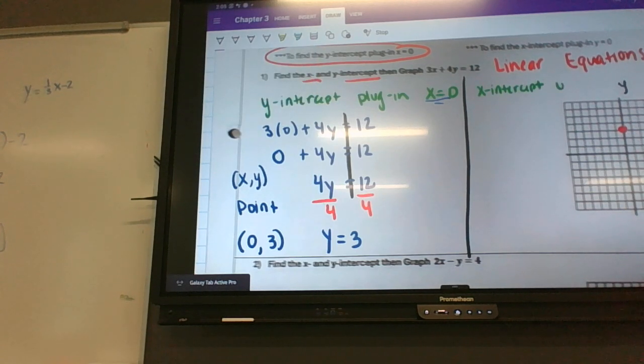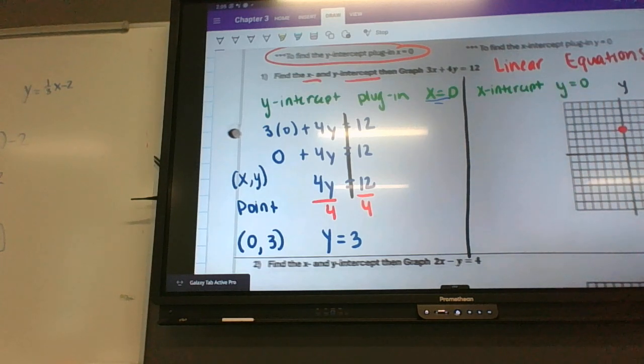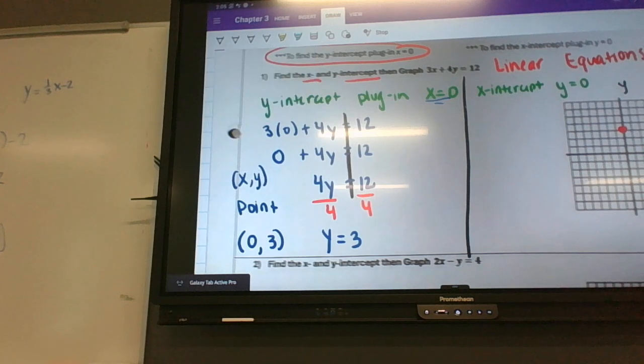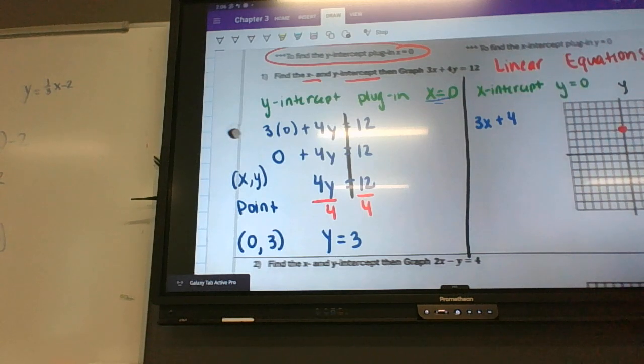To find the x-intercept, we put 0 in the y spot. Do it twice. First 0 in the x spot, then again 0 in the y spot. Same equation. So it's 3x plus 4, I'm not going to write y, I'm going to put 0, equals 12. And now you solve that one out.